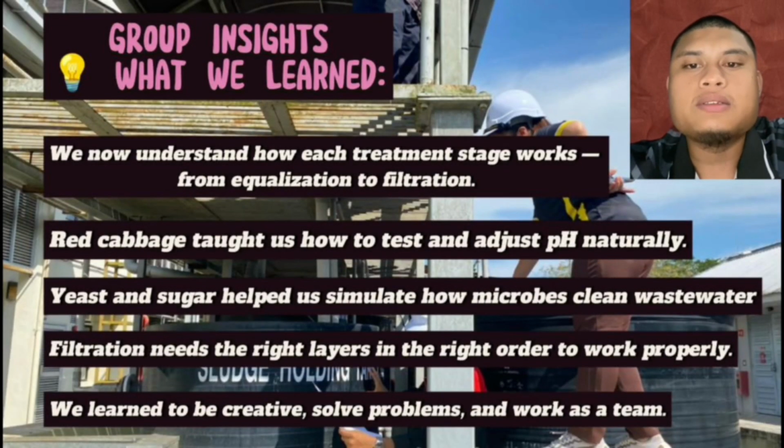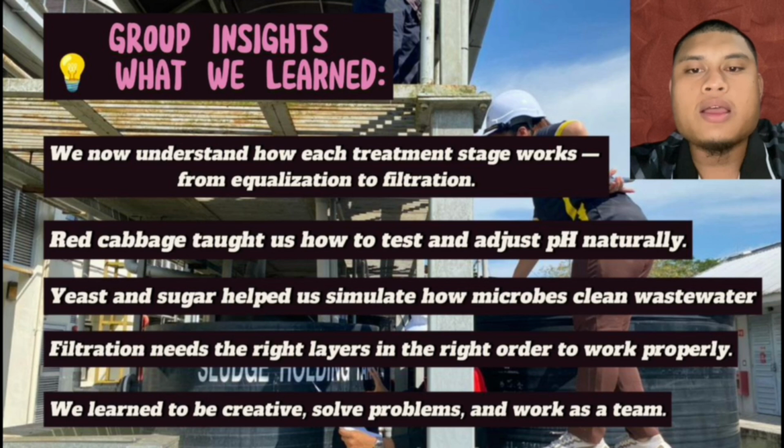Inside what we learned. The first one, we now understand how each treatment stage works, from equalization to filtration. Next, red cabbage taught us how to test and adjust pH naturally. Next, yeast and sugar help us simulate how microbes clean wastewater. Filtration needs the right layers in order to work properly. And lastly, we learned to be creative, solve problems, and work as a team.